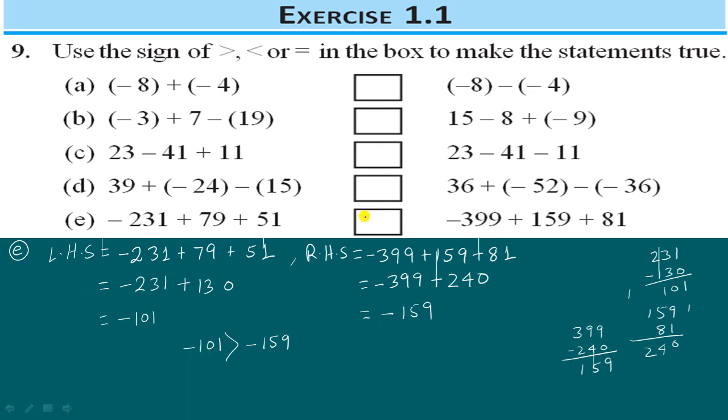Now minus 101 is greater than minus 159. Therefore, left hand side is greater than right hand side. Therefore, we can write that left hand side is greater than right hand side.